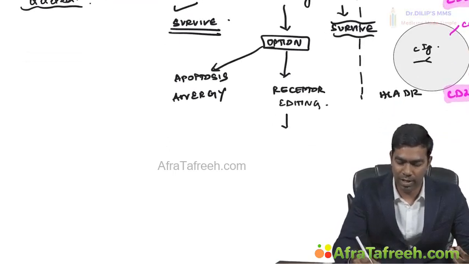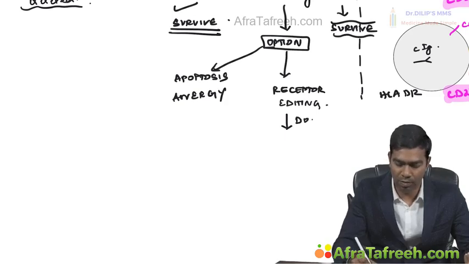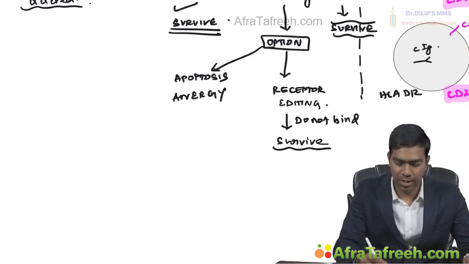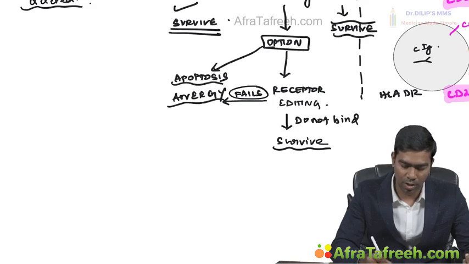During receptor editing, again the self-antigen challenge will be given. If they do not bind to self-antigen, then they can survive, so this second option is there. If the receptor editing fails, which means they still bind to the self-antigen, again they will go for apoptosis or anergy. Multiple rounds of receptor editing can happen. It's not only one chance that will be given. The B cell will be given multiple chances, and how many chances depends on the genotype of the particular B cell.